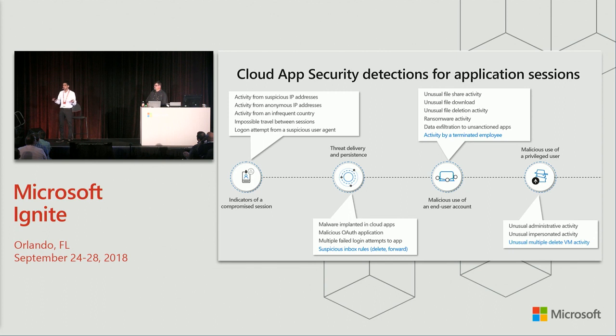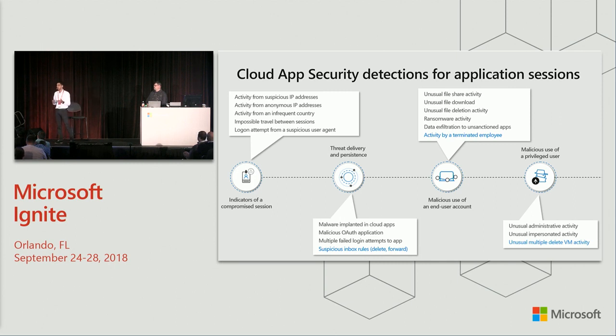No malware whatsoever, they can just get a hold of an account, a mailbox, and use it in order to move laterally, and then they install inbox rules that allow them to remain undetected. We'll get a deep dive on this in a second. The next type of detections is on what we call malicious use of an end user's privileges.